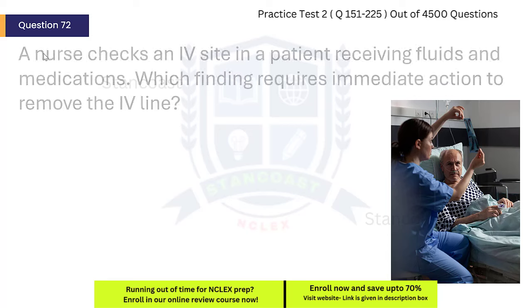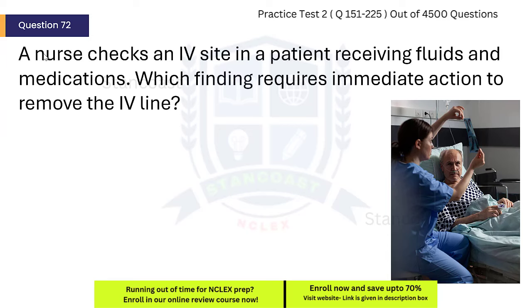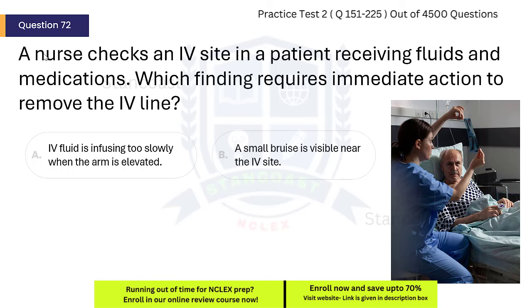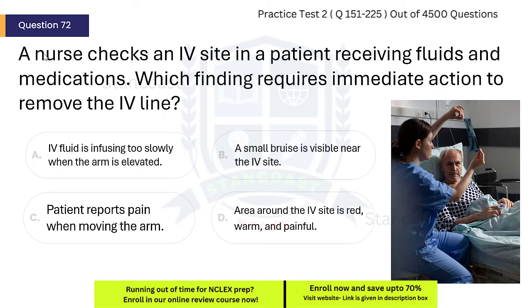All right, next one. A nurse checks an intravenous site in a patient receiving fluids and medications. Which finding requires immediate action to remove the intravenous line? A. Intravenous fluid is infusing too slowly when the arm is elevated. B. A small bruise is visible near the intravenous site. C. Patient reports pain when moving the arm. D. Area around the intravenous site is red, warm, and painful. Think about signs of intravenous complications.